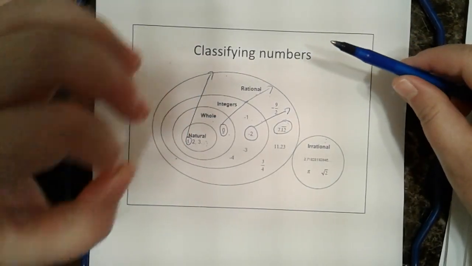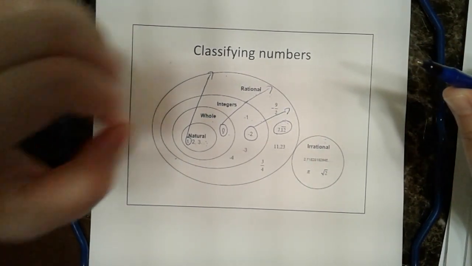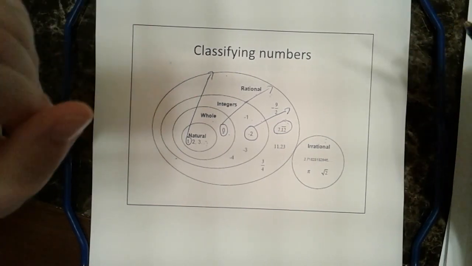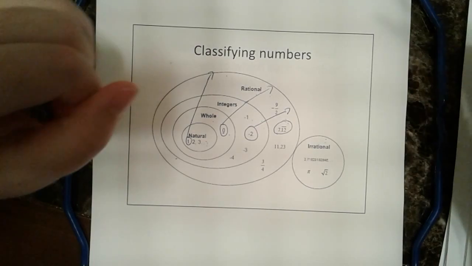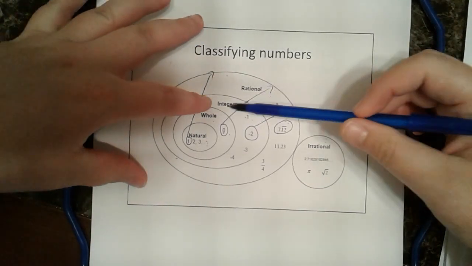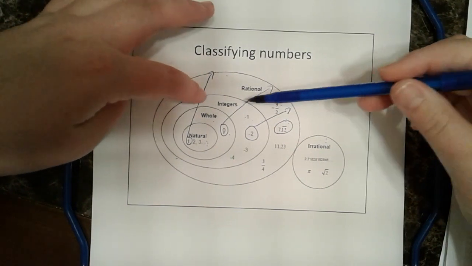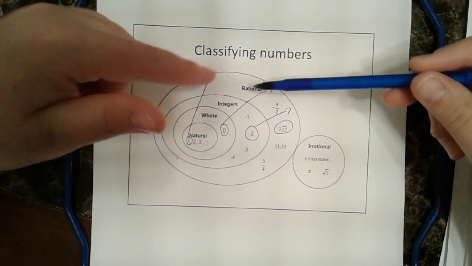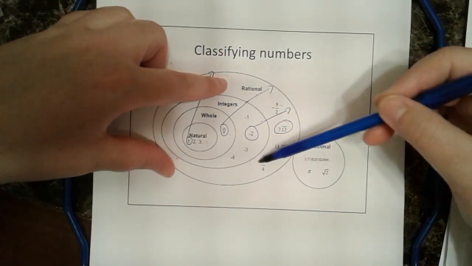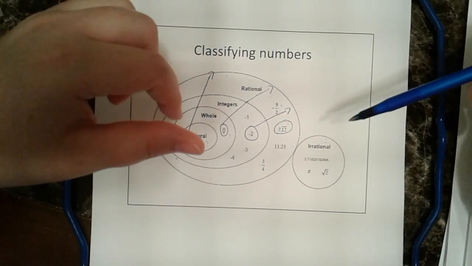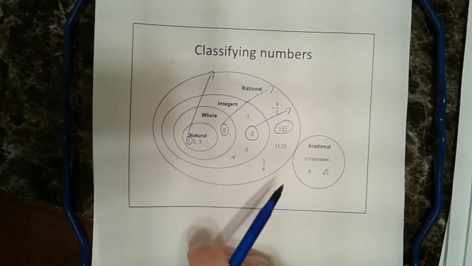Okay? So, my second question. Are all integers rational numbers? And if you said yes, you're totally correct, because all the integers that we have in here fit inside the rational box, right? So all integers are rational numbers, but all rational numbers are not integers. Got that? Okay, so let's do some classifying.